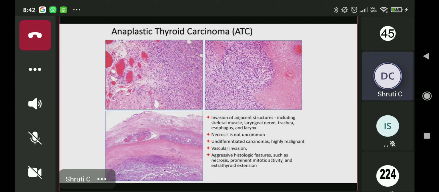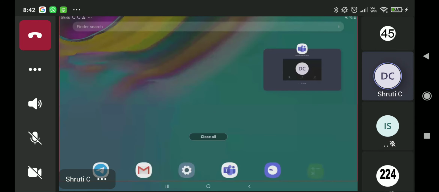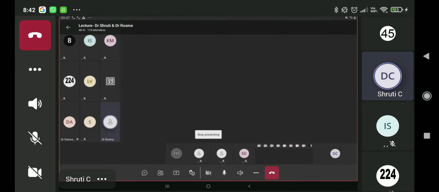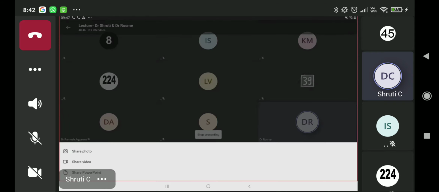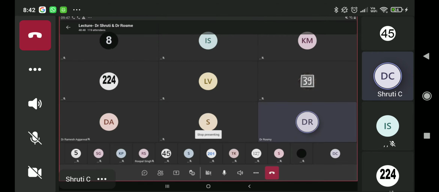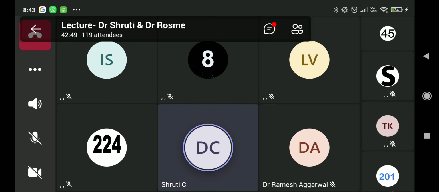I'll hand over to Dr. Rosmi for describing the clinical features. Dr. Rosmi, over to you. Thank you, Dr. Shruti. After we have gained a lot of background information about how thyroid hormone is synthesized and the names of a lot of diseases, now we go on to the part where we will learn how these patients will come to you in the OPD or the emergency situation.